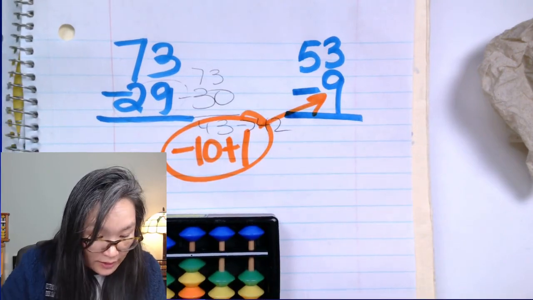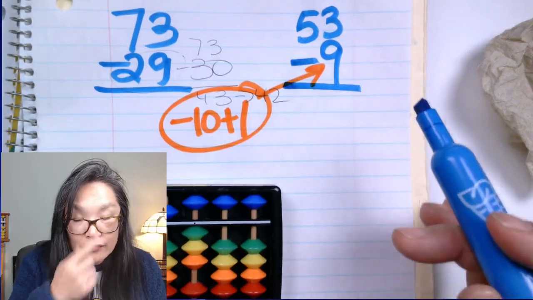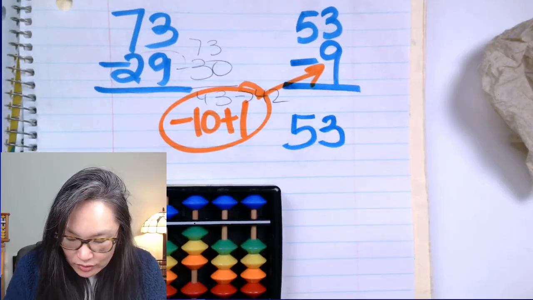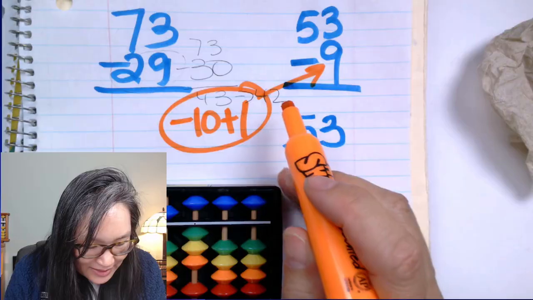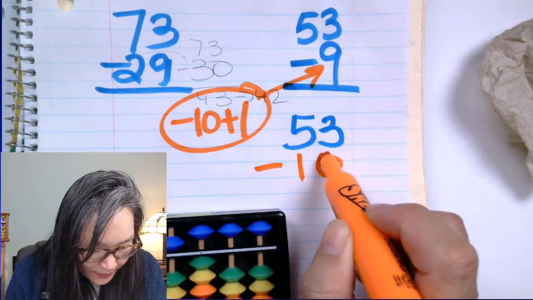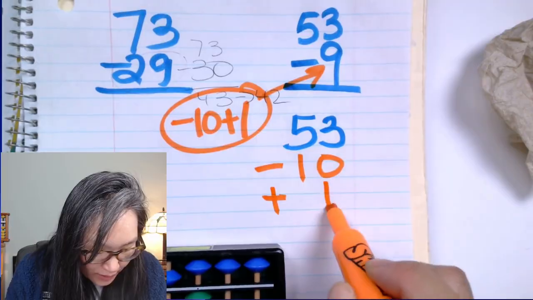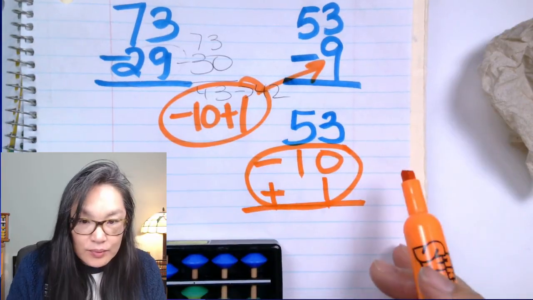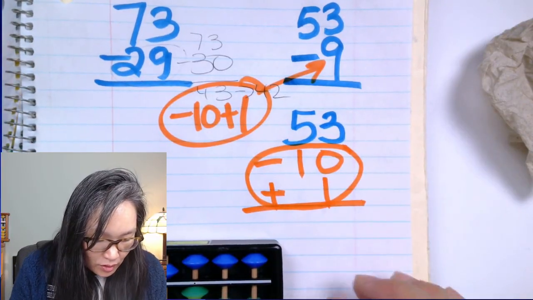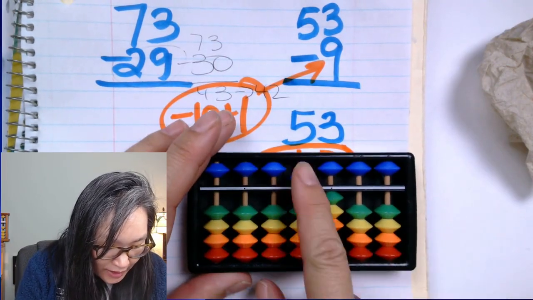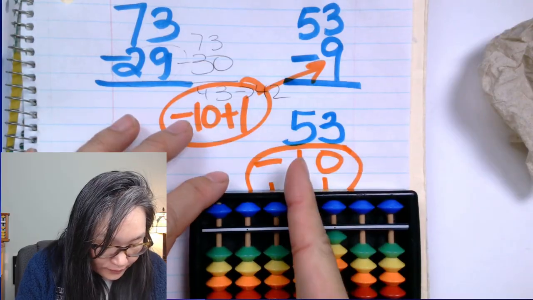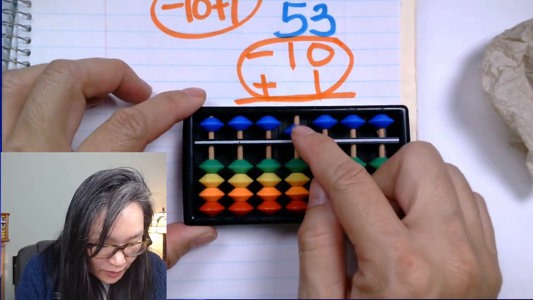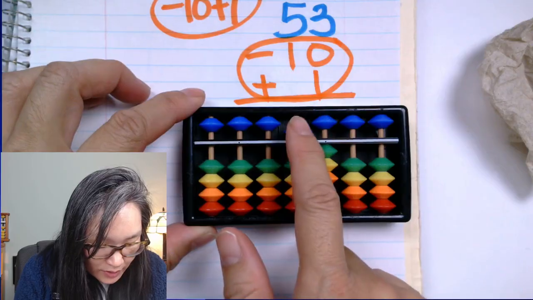Again, I'm going to rewrite it. The only reason why I'm rewriting it so often is so that you can visually see what I'm trying to say. So 53, and what I'm going to do is I'm going to minus the 10. So I minus the 10, and I add the 1. So what we just did here is substitute 9. So that means I'm going to take away the 1 and then plus the 10. Take away the 1 plus the 10.